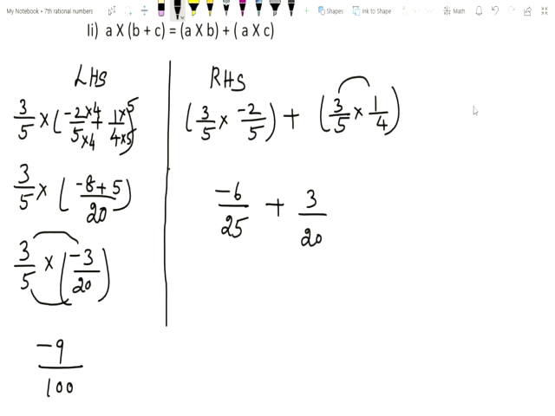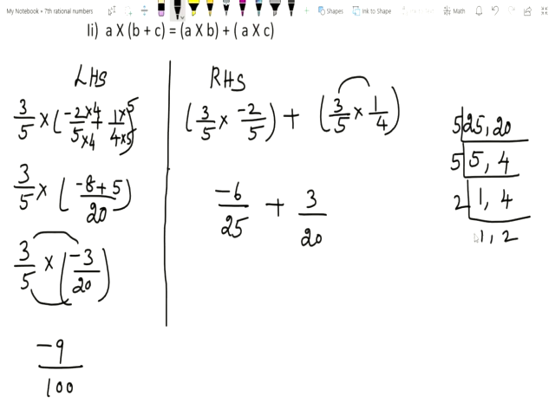Now find out the LCM, because the denominators are different, so we are going to add. So 25, 20. Divide by 5. 5 5s are 25, 5 4s are 20. Again by 5, 1, 4. So 2, 1, 2. So 5 5s are 25, 25 2s are 50, 50 2s are 100. So LCM equals 100.